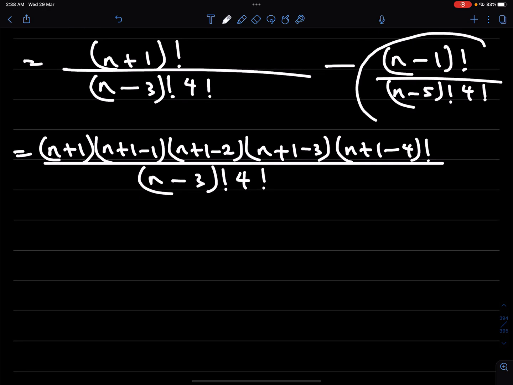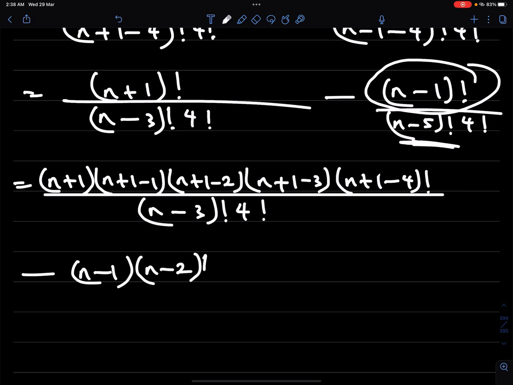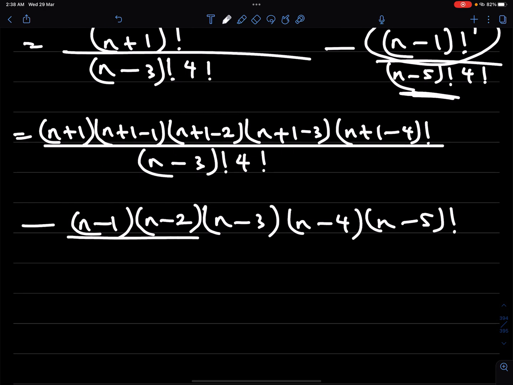Now the second fraction, which is minus, I also want to expand n minus 1 factorial such that it contains n minus 5 factorial. And that's going to be n minus 1 times n minus 2 times n minus 3 times n minus 4 times n minus 5 factorial, all over n minus 5 factorial 4 factorial.